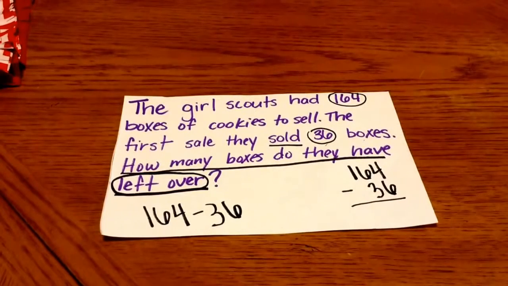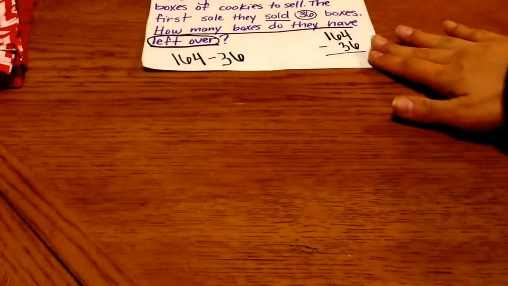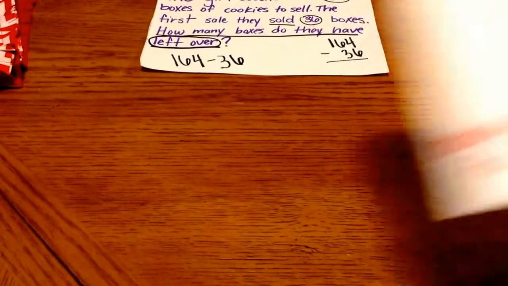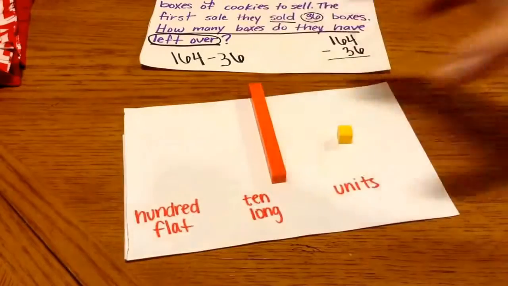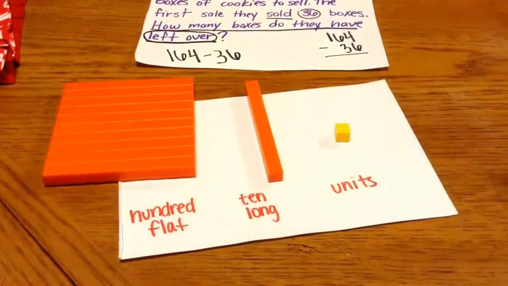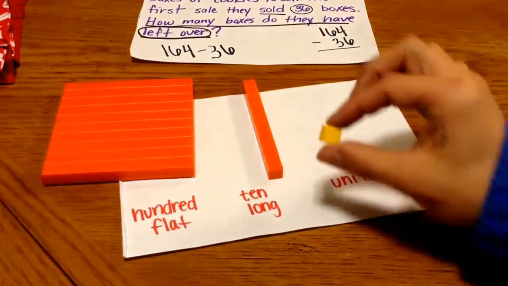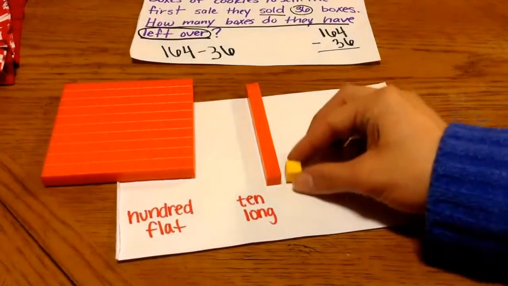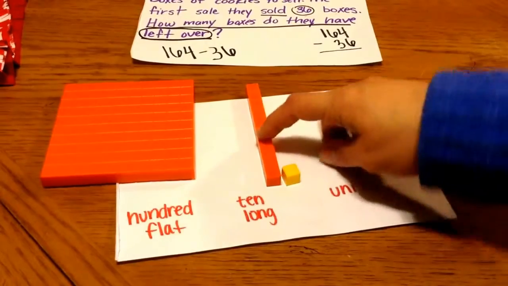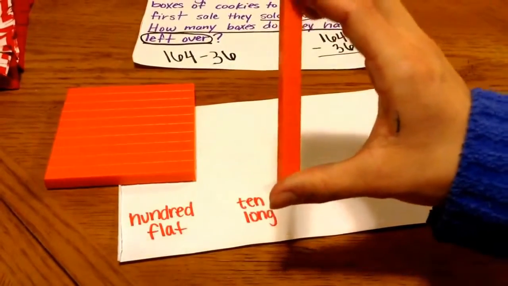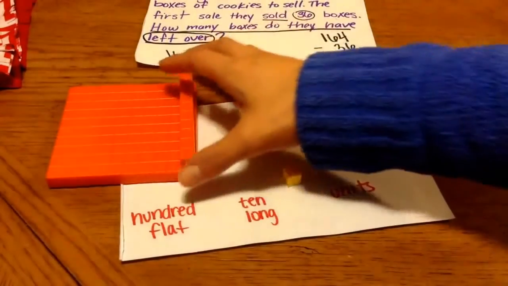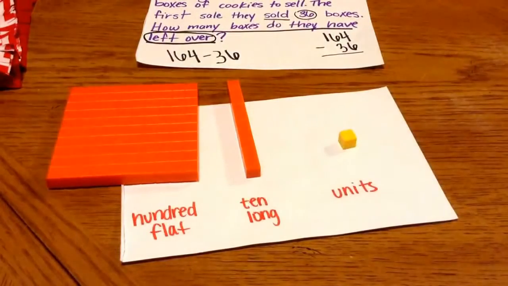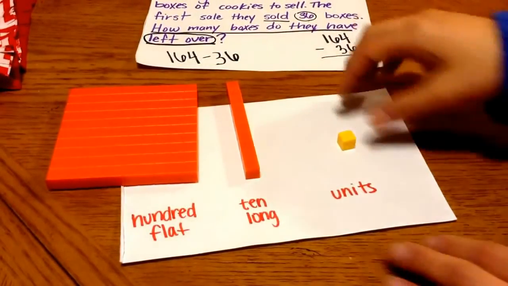So again, we are using the base 10 manipulatives to represent this. So, to review, we have units, 10 longs, and 100 flat. So 10 individual units creates one 10 long, and 10 individual longs create 100 flat. So we need to keep this in mind if we have to regroup in our subtraction problem.